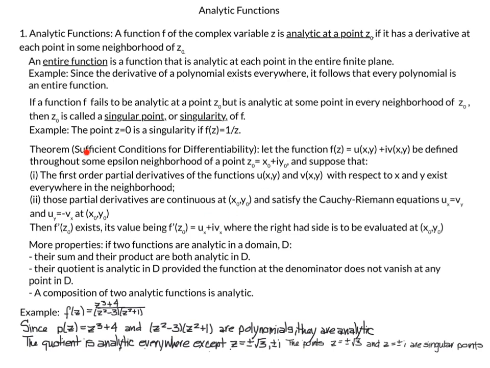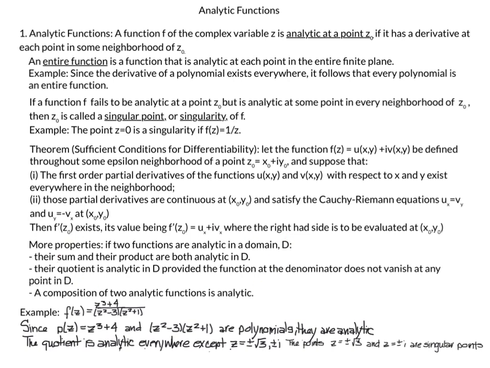We reviewed this definition for sufficient conditions of differentiability from our last video. We said if we have our function f of z, which we could write as u of x,y plus i v of x,y, defined in some epsilon neighborhood, and if the first order partial derivatives of the function with respect to x and y exist everywhere in the neighborhood, and those partial derivatives are continuous at x naught, y naught, and satisfy the Cauchy-Riemann equations, u of x equals v of y, and u of y equals negative v of x, then we conclude that f prime of z naught exists. In other words, the function is analytic at that point, and we have the formula to find the derivative: f prime at z naught is equal to u of x plus i v of x.